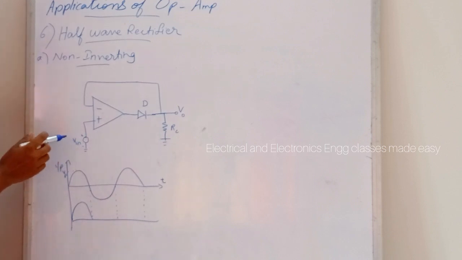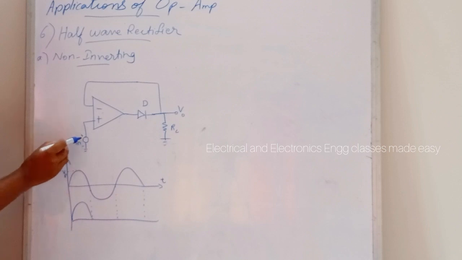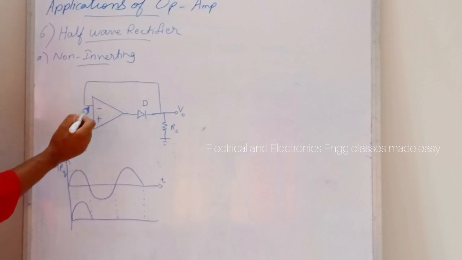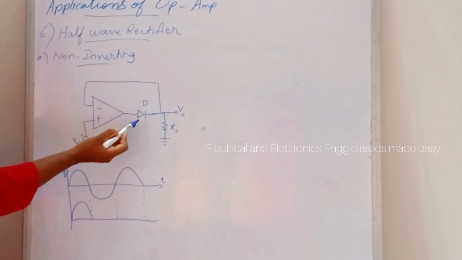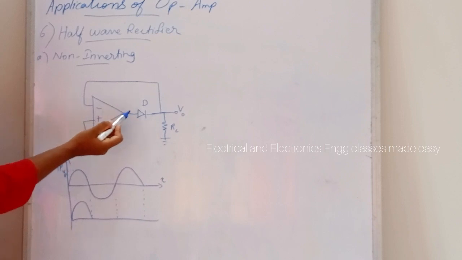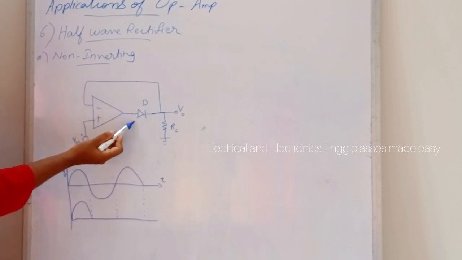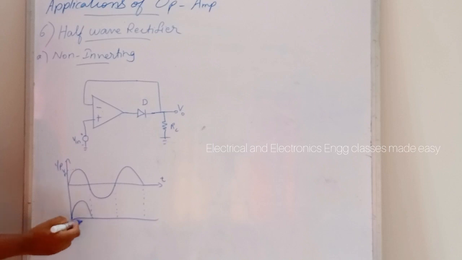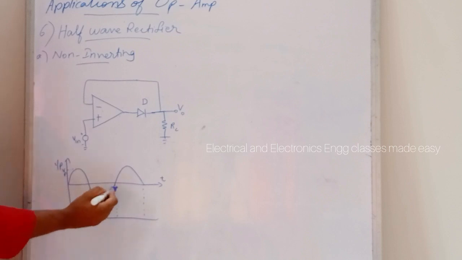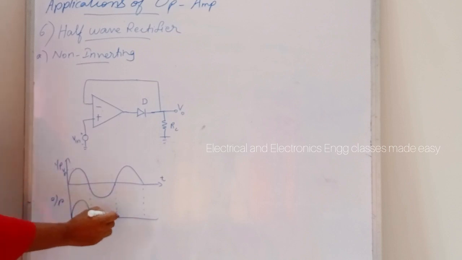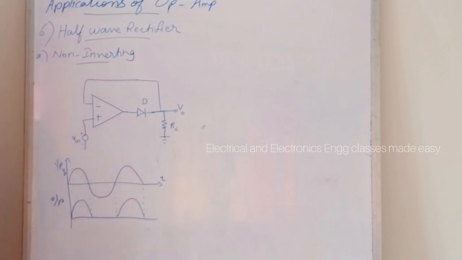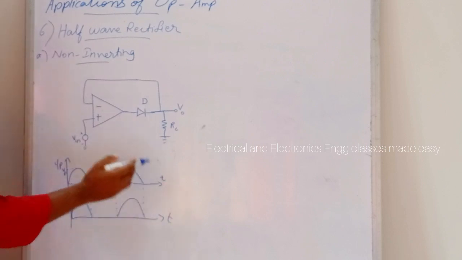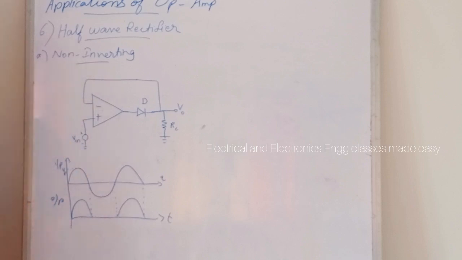On the other hand, when the input goes negative, the op-amp output goes negative. So it turns off the diode. Here this diode will be open, so no voltage appears across the load resistor. During the negative half cycle there will be no output. Again during the positive half cycle we will get the output like this. So this is the non-inverting half-wave rectifier using op-amp.